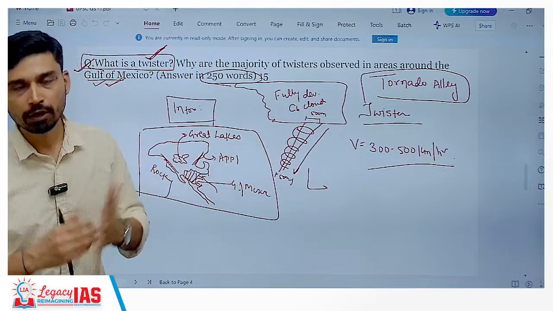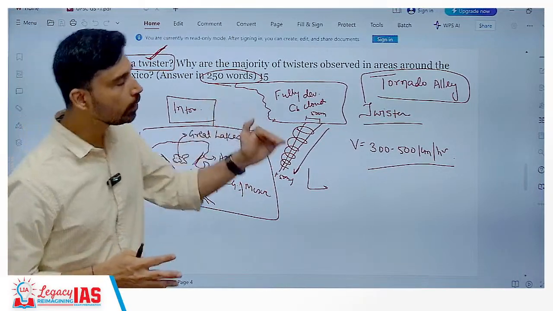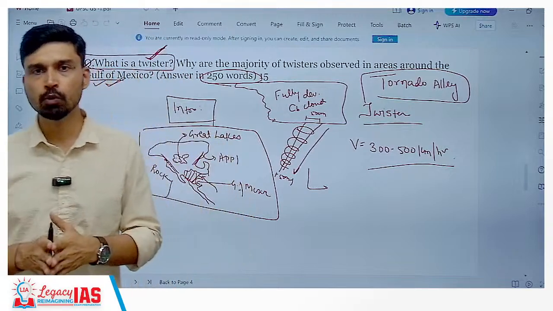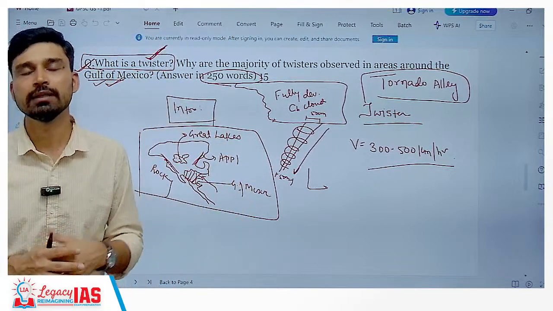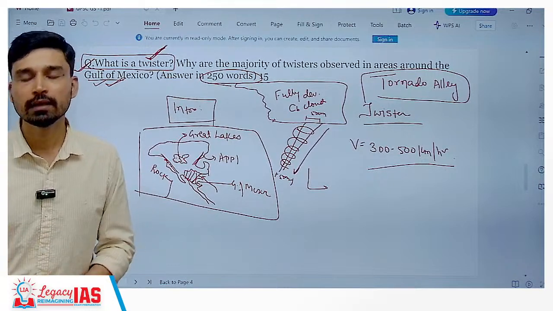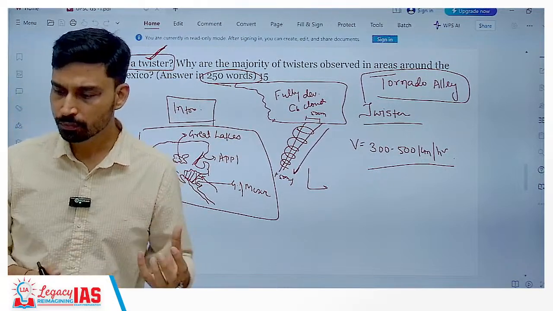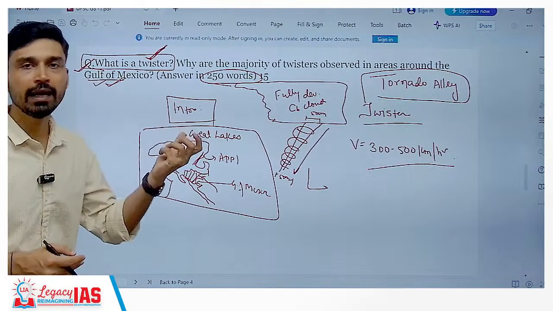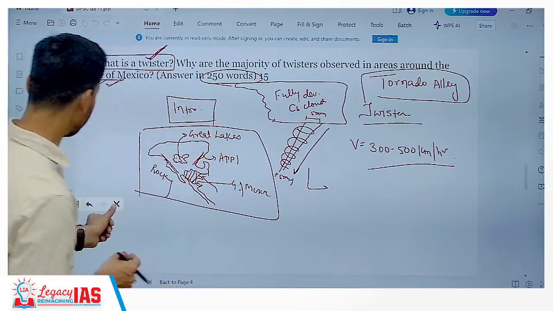And then in a concluding remark, you can write about the recent tornadoes that might have occurred in this part of Tornado Alley and the kind of impact, or we can say implications, that it had on the life and the economy of the people.